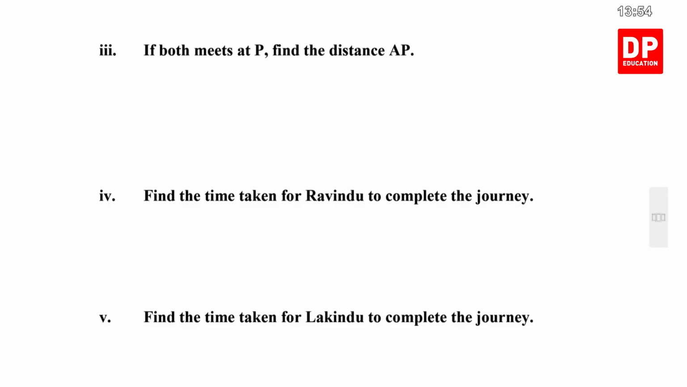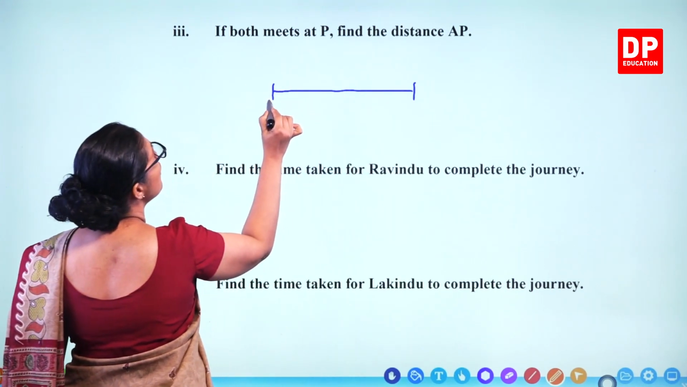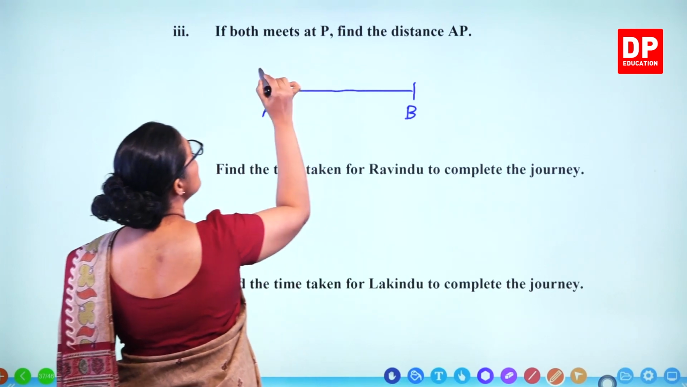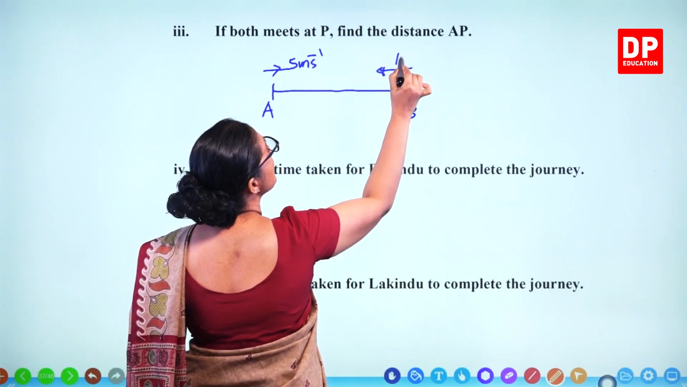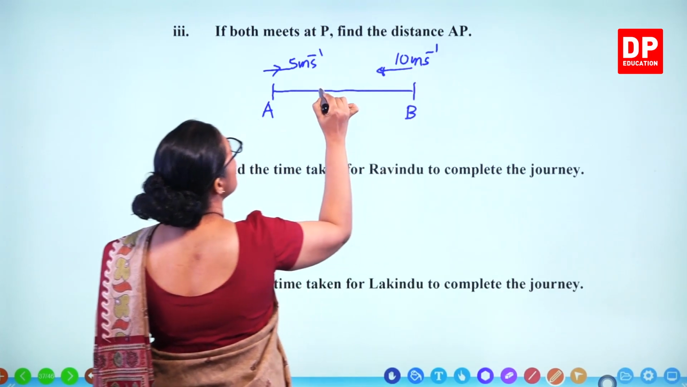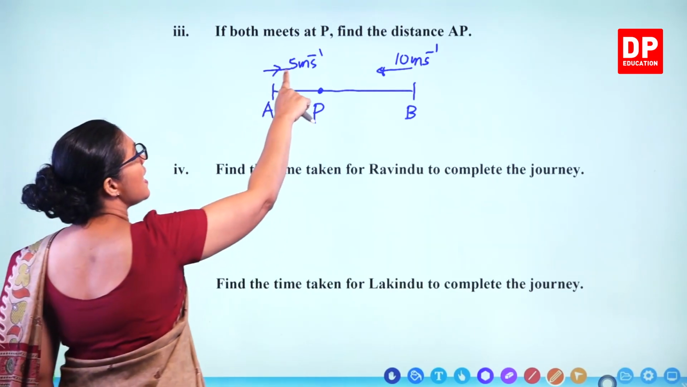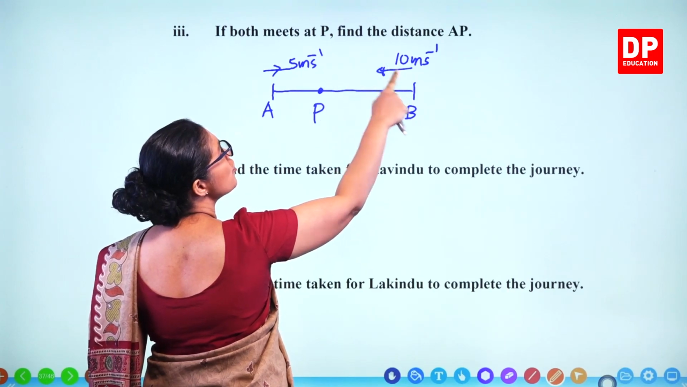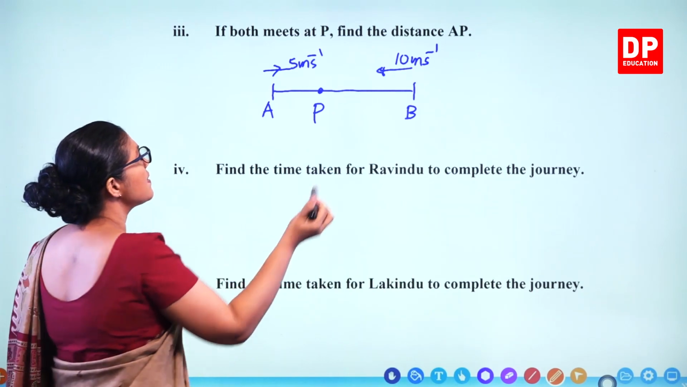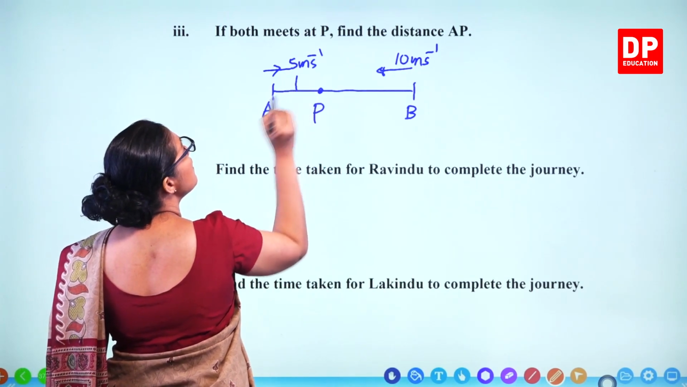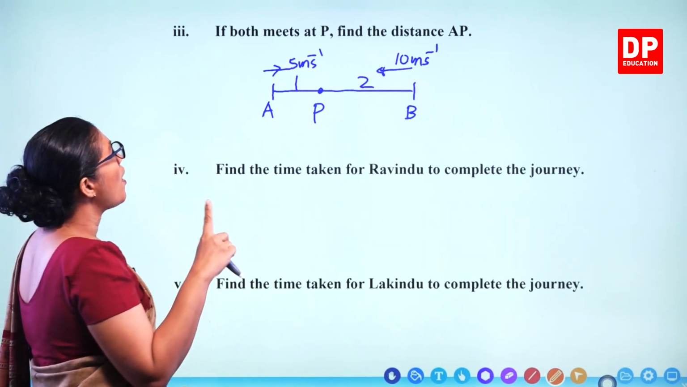If both meet at P, find the distance AP. So think about, this is A, B. This way 5 meters per second and this way 10 meters per second. If this is the meeting point P, now can you see this as 1 to 2 ratio? The speed is twice as that. So that means within 1 second, if this is 1, this goes 2, double of that. So 1 to 2 ratio.